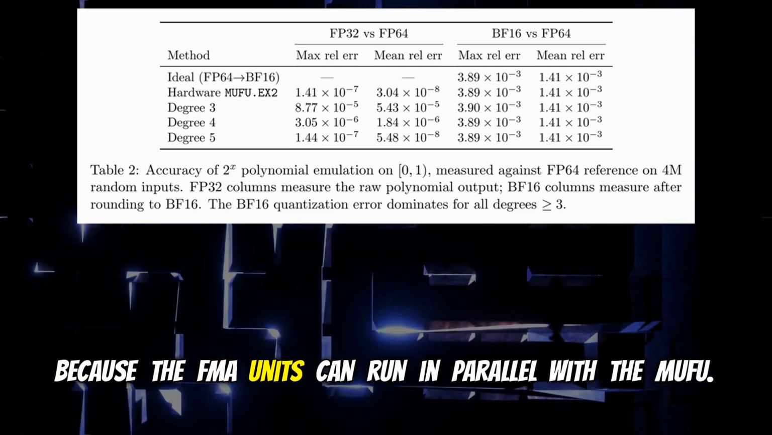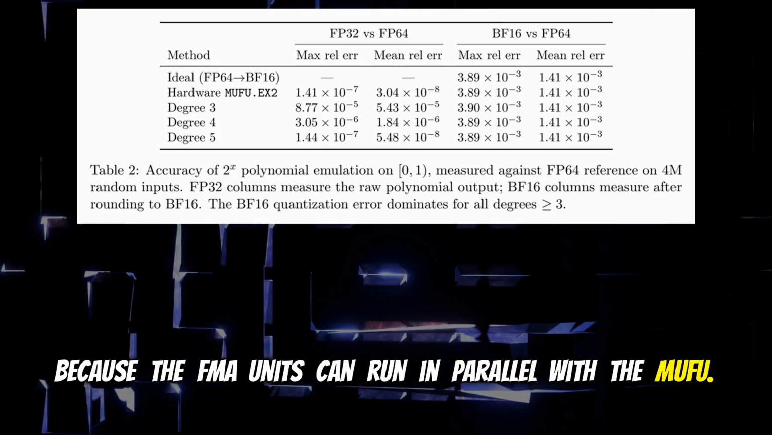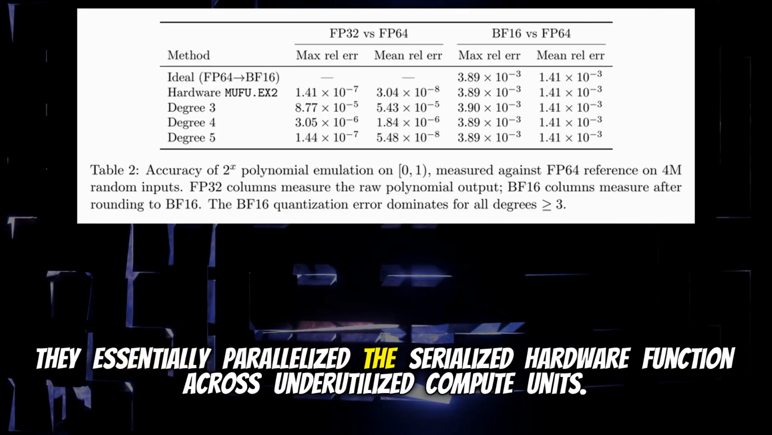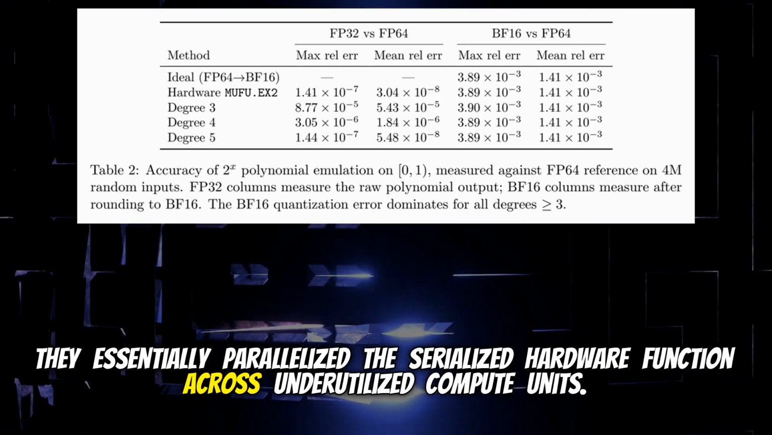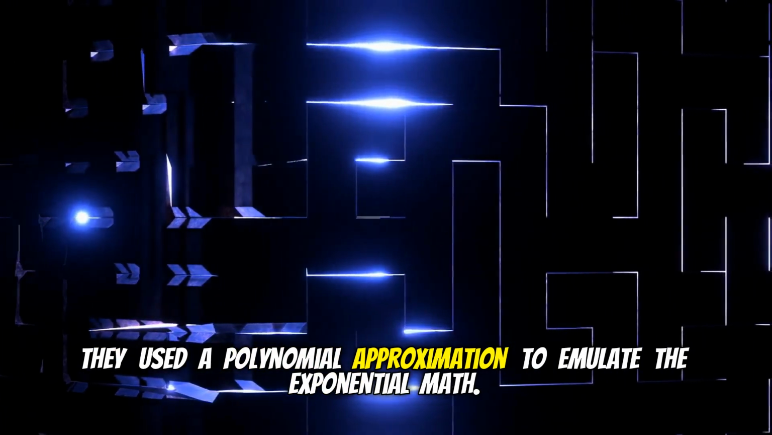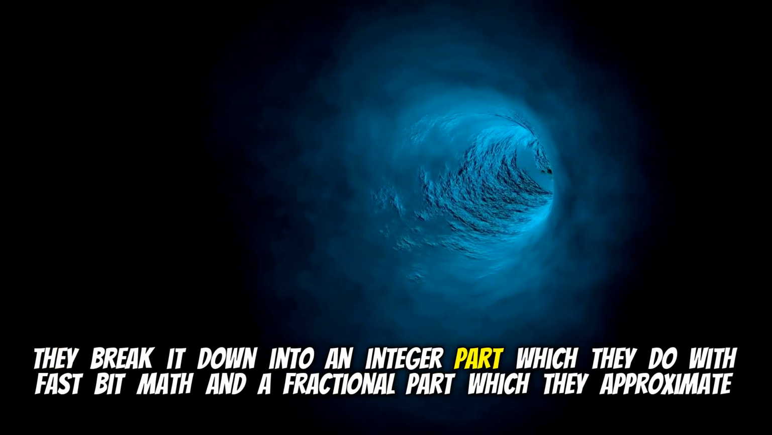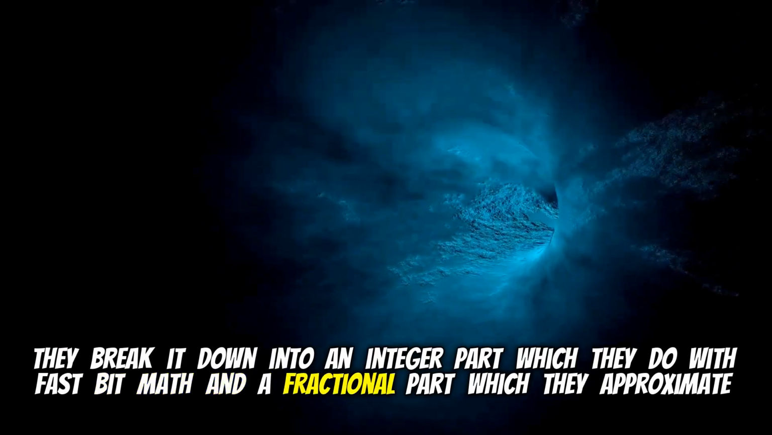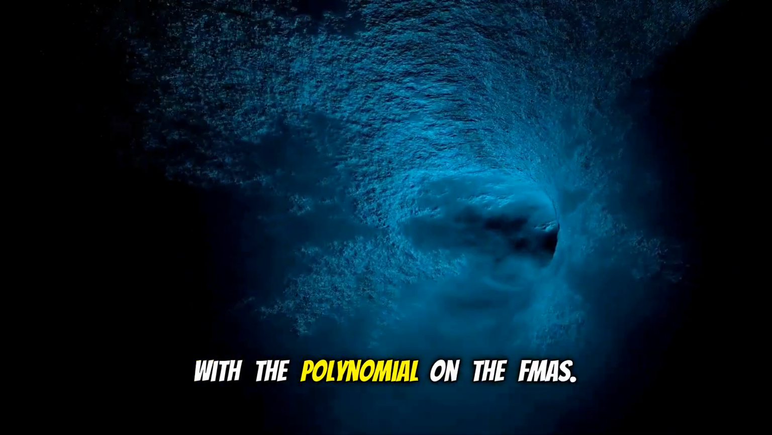Because the FMA units can run in parallel with the MUFU? Exactly. They essentially parallelized a serialized hardware function across underutilized compute units. They used a polynomial approximation to emulate the exponential math. They break it down into an integer part, which they do with fast bit math, and a fractional part, which they approximate with a polynomial on the FMAs.